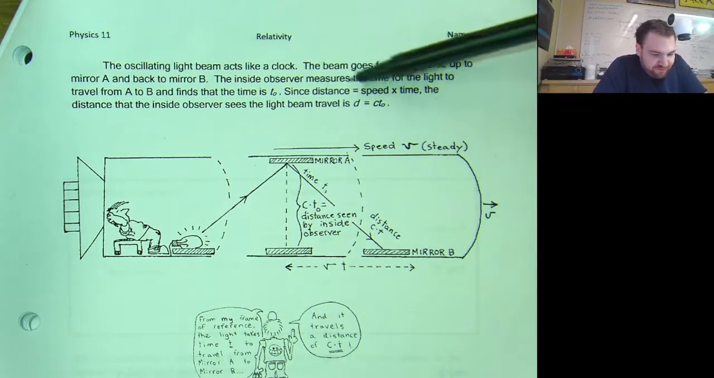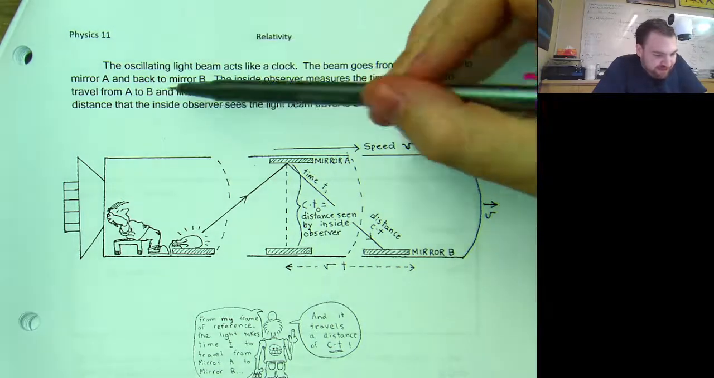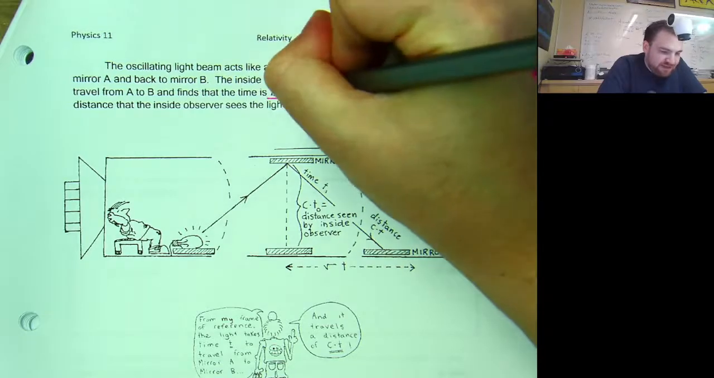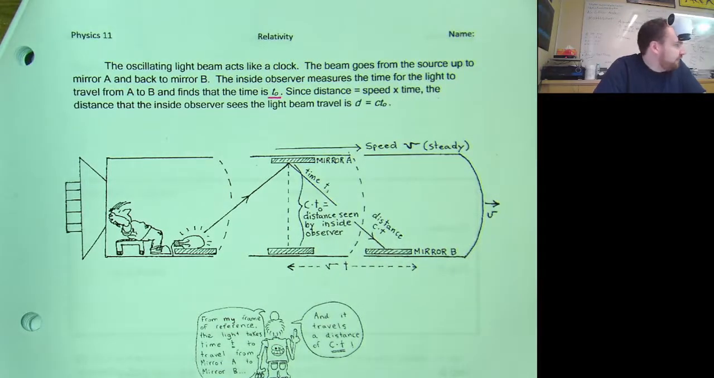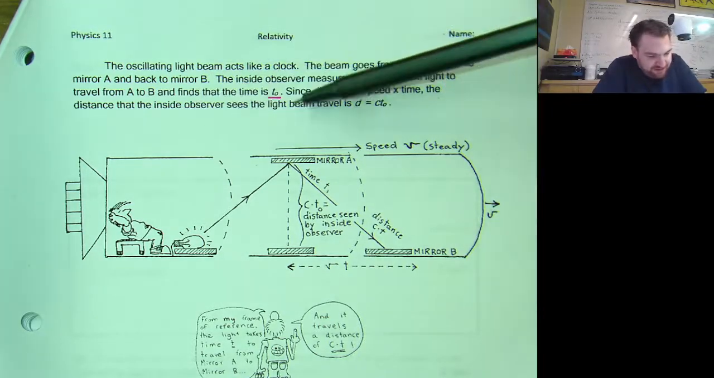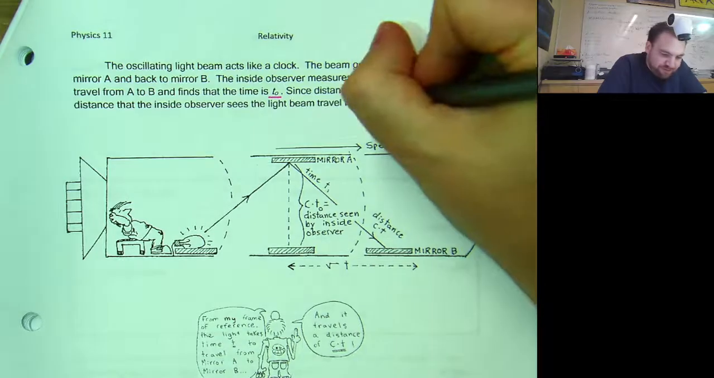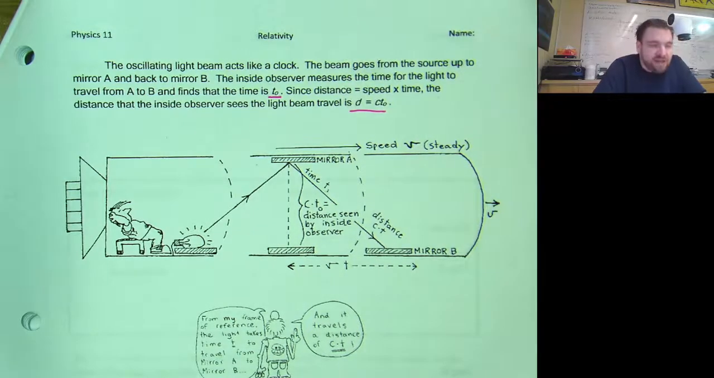The inside observer measures the time for the light to travel from A to B and finds that time to be t sub 0, or t naught. Since distance equals speed times time, the distance that the inside observer sees the light beam travel is d equals c times t naught.